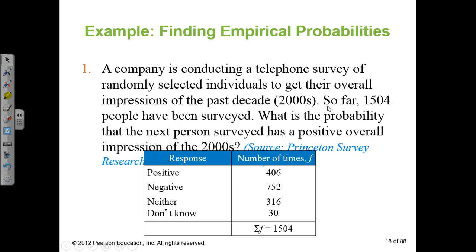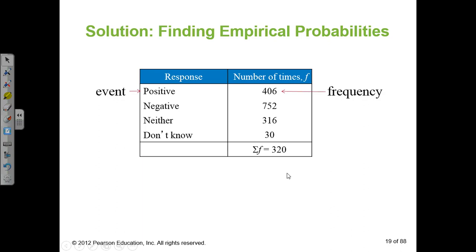Suppose this company does a telephone survey to ask people if they have a positive overall impression of the past decade. And they want to know what's the probability that a randomly selected person has a positive overall impression. Well, out of the 1,504 people surveyed, 406 had a positive outcome. Thus, the probability of finding someone with a positive outcome is 406 divided by 1,504, which is approximately 27%.